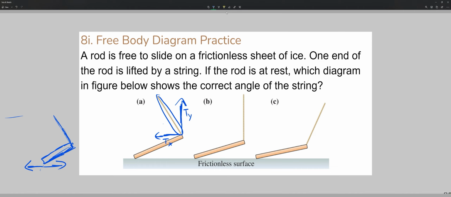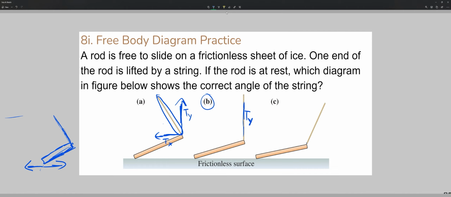And because there's no friction in this problem, there is no counteracting force to put it in equilibrium. Because there's no counteracting friction force, this rod will keep moving to the left until the rope looks like B, right? Because if you take a look at B, your tension force is only along the y-axis. There's no tension along the x-axis here.